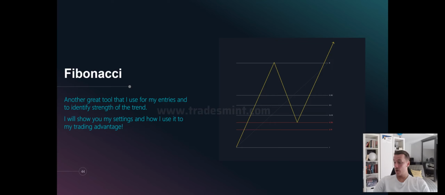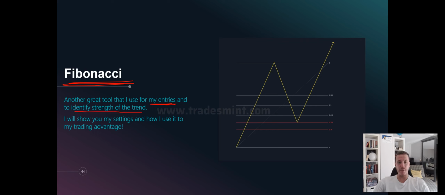All right, so the second favorite trading indicator or trading tool, whatever you want to call it, most of you probably heard about it, is Fibonacci. Very powerful and very nice tool that can be used for different types of your needs. So I use it for two things. I use it for my entries and I use it to identify the strength of the trend.